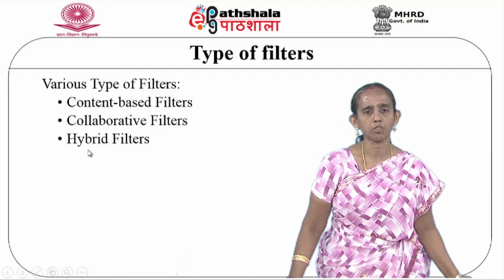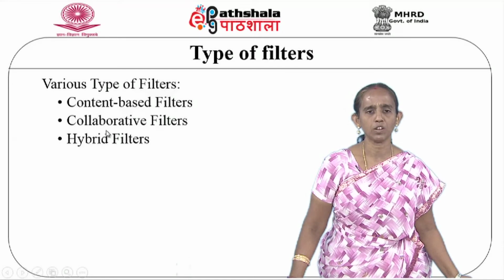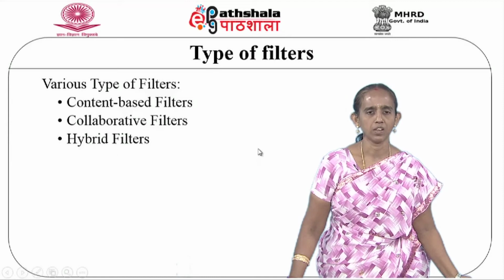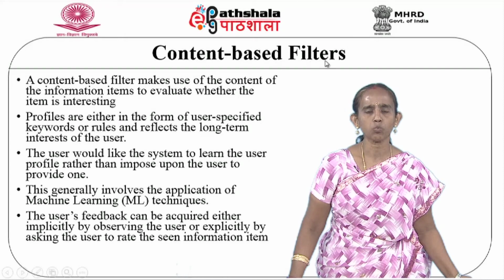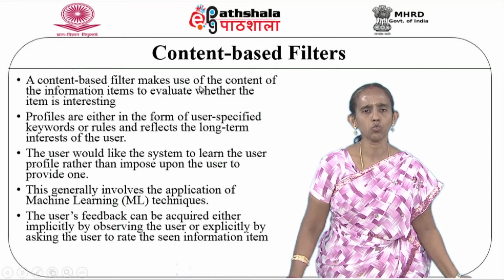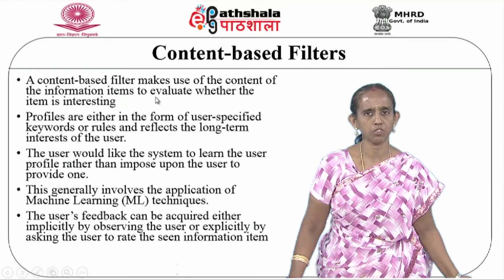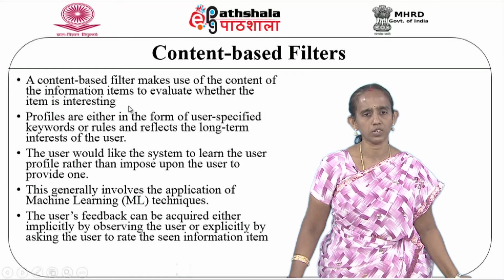The various types of filters that are available are content-based filters, collaborative filters and hybrid filters. Now let us have a look at these various types of filters. The first one is the content-based filter. A content-based filter makes use of the content of the information items to evaluate whether the item is of interest to the end user or not.